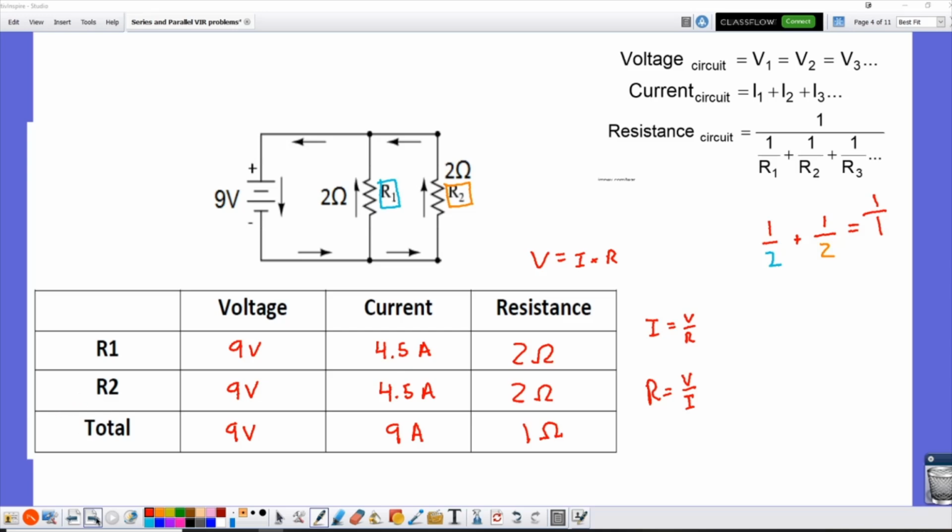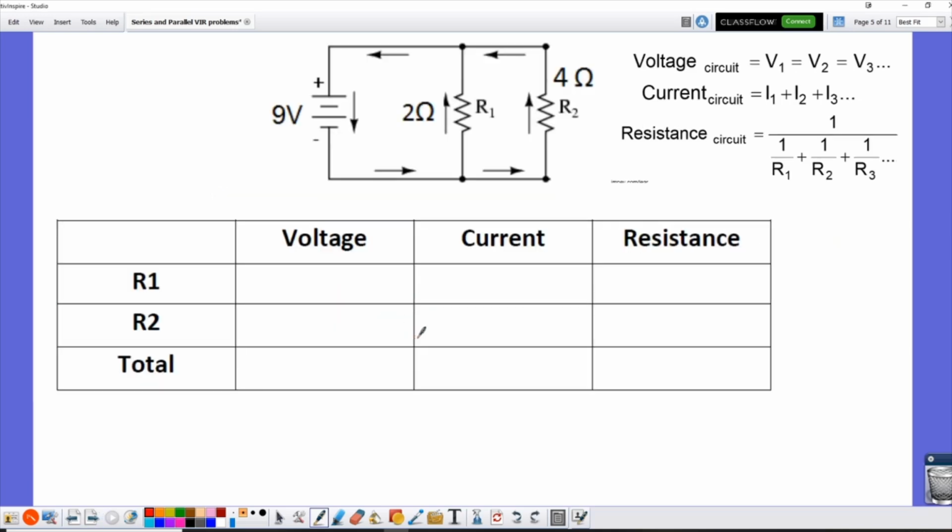All right, let's try one more parallel problem here. In this parallel problem, we have the same rules that we applied before, and we're going to first fill out what we know. So we know resistor 1 is 2 ohms, and resistor 2 is 4 ohms. And we know the total voltage of the battery is going to be 9 volts.